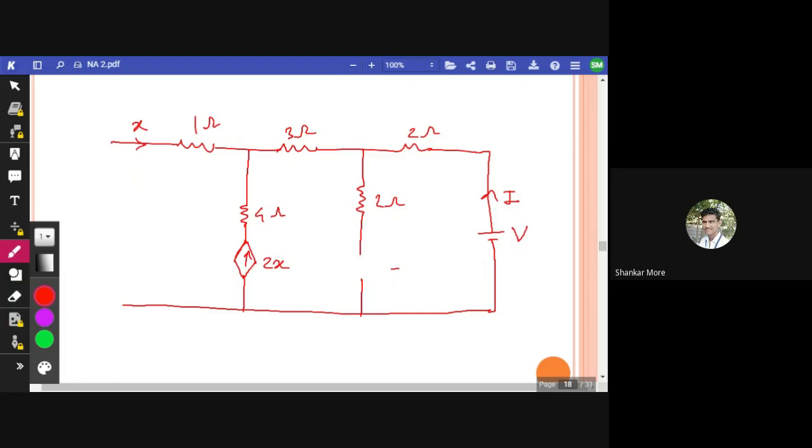Sorry, I'm very bad at drawing, I know. Okay, so this is the circuit, guys. Now you have to solve for V by I. Please try it. I'm going to solve it, no issues about it, but please keep trying.